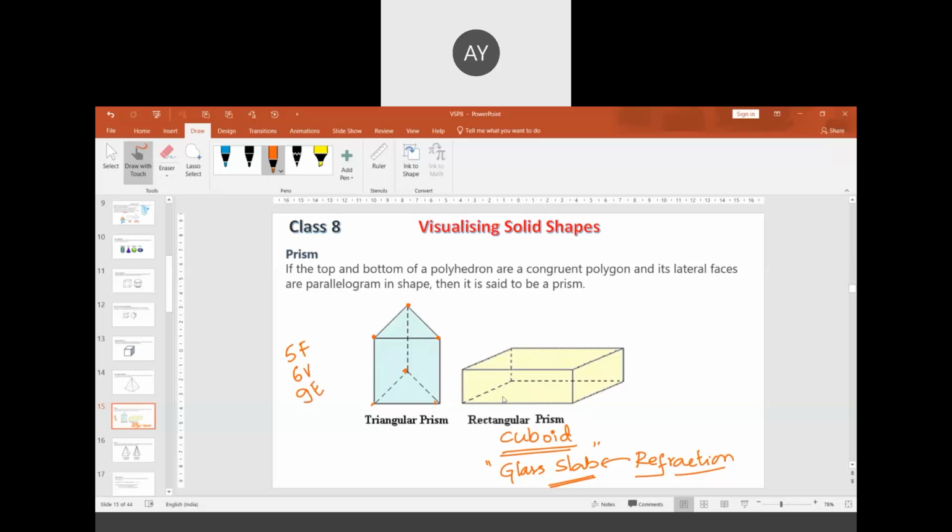For a rectangular prism, how many faces are there? There are 6 faces. How about the edges? 12 edges and 8 vertices. Isn't it? Yes, sir.